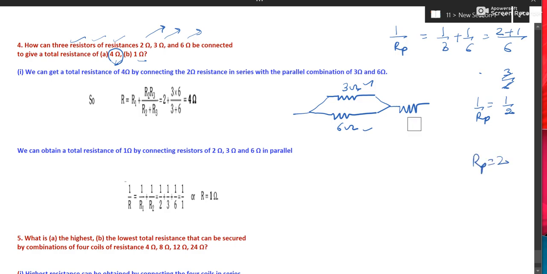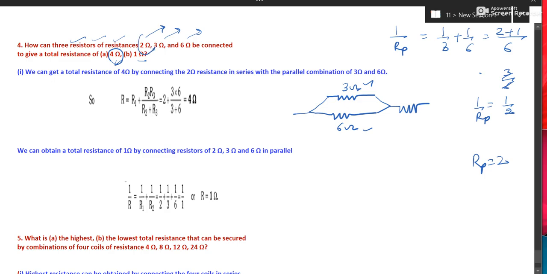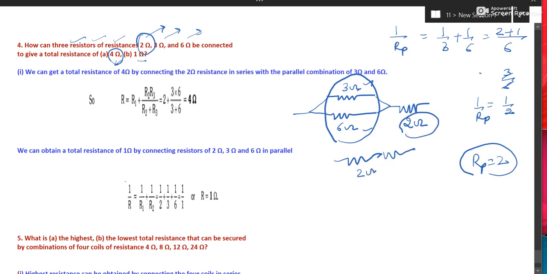Now that 2 ohm should be connected to what is left here, which is 2 ohm. So the 2 ohm should be connected in parallel. The answer of this is 2 ohm. And this is also 2 ohm, both in series. So net resistance is 4 ohm. So how would you tell the answer?